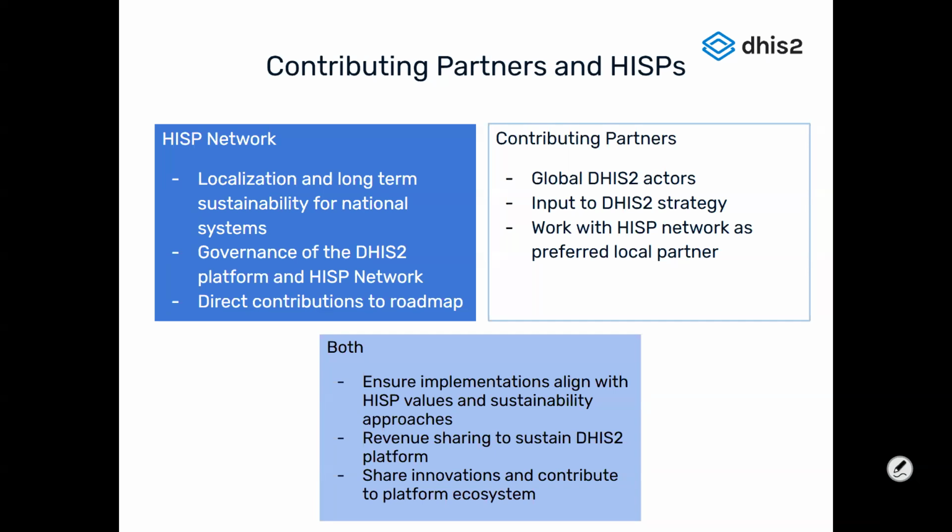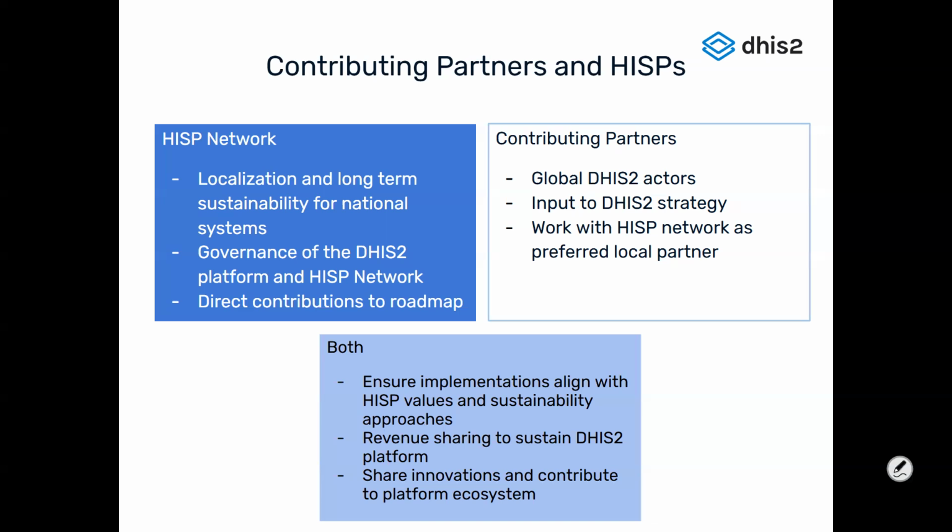The contributing partners are more dispersed in other kinds of geographies where the HIS are not. So they're in higher income contexts. They're operating in sectors and industries where HIS are not always operating. And they'll have a bit of a broader global footprint, even though the HIS are spread out across Africa, Southeast Asia, and now Middle East. We also need Europe and the Americas covered. The contributing partners, as I mentioned, will have input to our strategy, and we want to make sure we encourage them as much as possible to collaborate with the HIS when there is opportunity to do so.